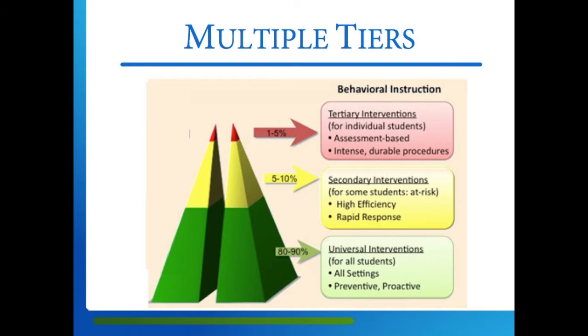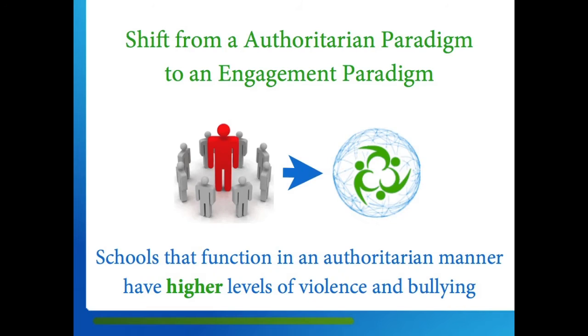Educators, I'm sure, are well familiar with the multiple tier system of supports. This approach is going to be adapted for use in addressing bullying and other hurtful situations. We'll be addressing that later. It's essential to shift from what is an authoritarian paradigm, thinking that adults have control, to an engagement paradigm. Research has actually shown that schools that function in an authoritarian manner actually have higher levels of violence and bullying.